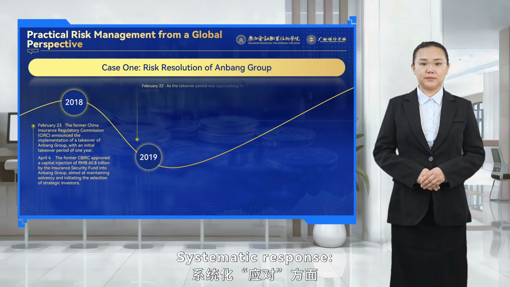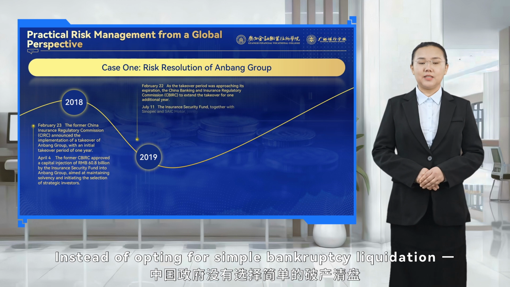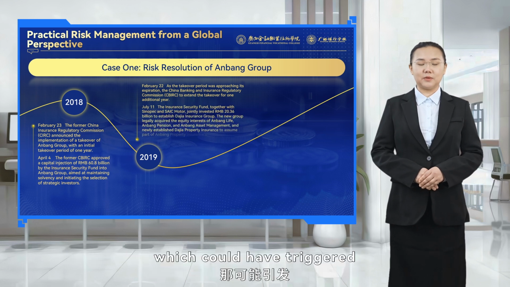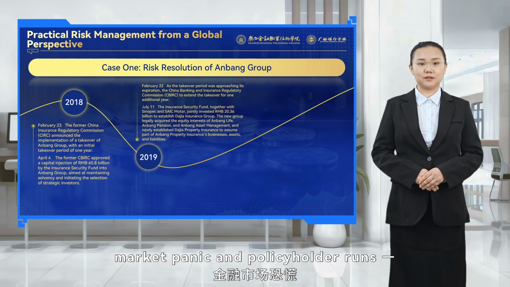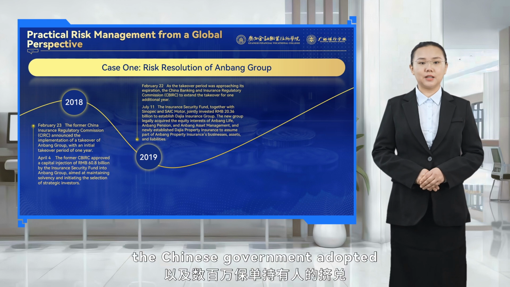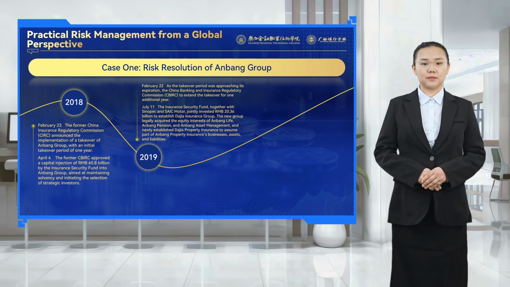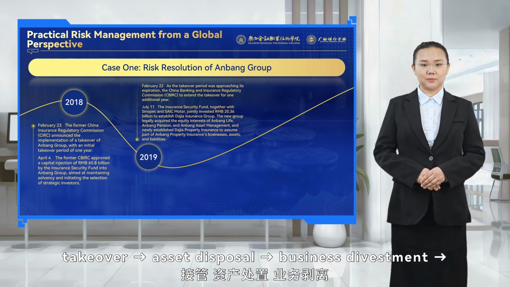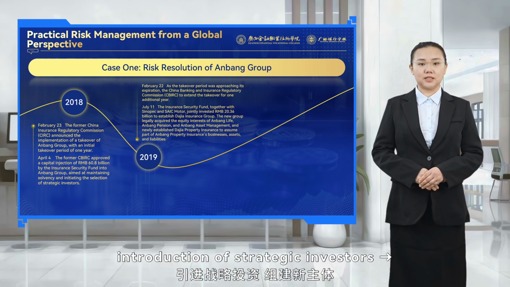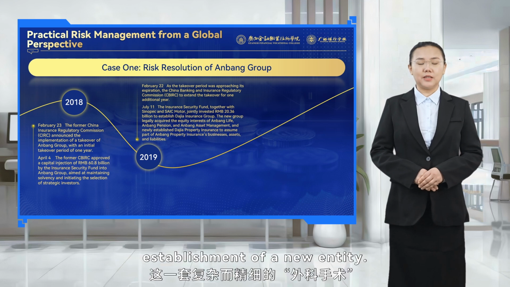Systematic response. Instead of opting for simple bankruptcy liquidation, which could have triggered market panic and policyholder runs, the Chinese government adopted a complex and refined surgical procedure. Takeover, asset disposal, business divestment, introduction of strategic investors, establishment of a new entity.